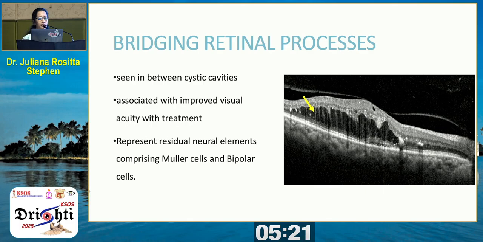Next biomarker is the presence of bridging retinal processes. They are usually seen between the cystic cavities.